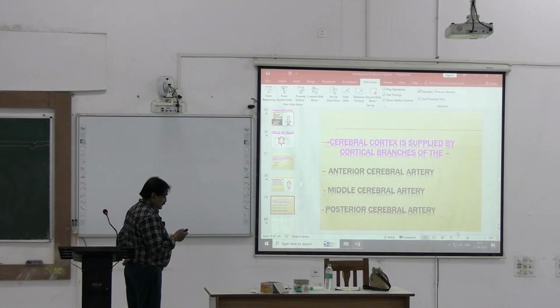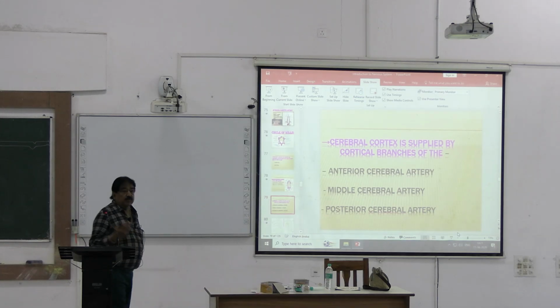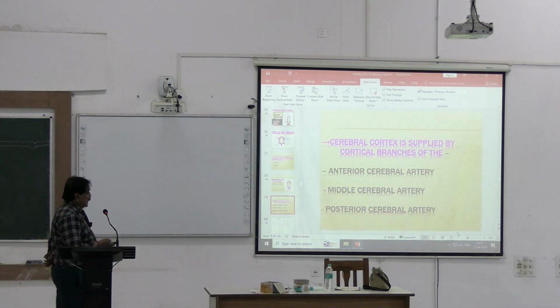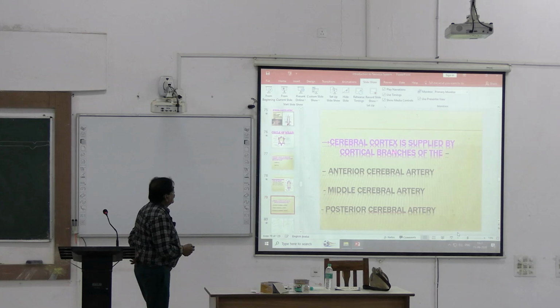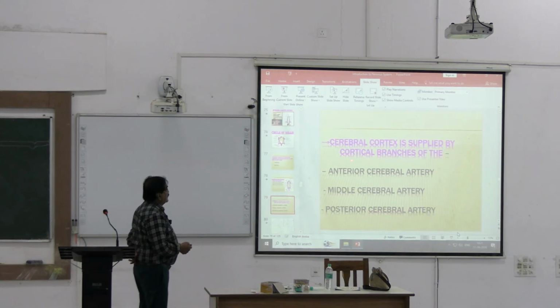The cerebral cortex is supplied by cortical branches of the anterior cerebral artery, middle cerebral artery, and posterior cerebral artery. It can be a short note of 4 marks. Okay. Now, the cerebral cortex is supplied by the cortical branches, I repeat, of the anterior cerebral artery, the middle cerebral artery, and the posterior cerebral artery.